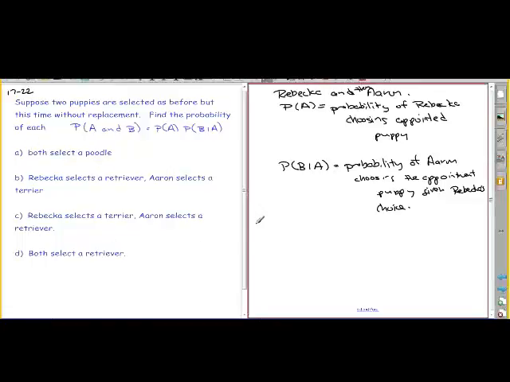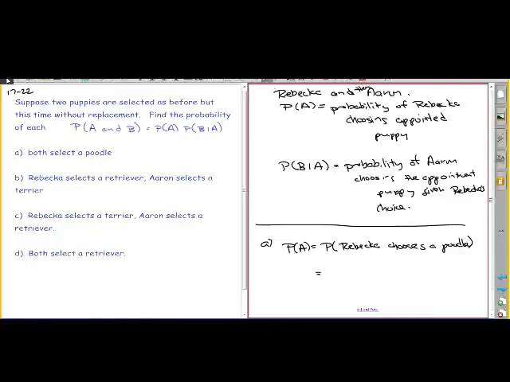Okay, so those are the two probabilities. So let's look at the different cases. There are four different cases, and we're going to do case A first. The probability of A in this case is the probability that Rebecca chooses a poodle.